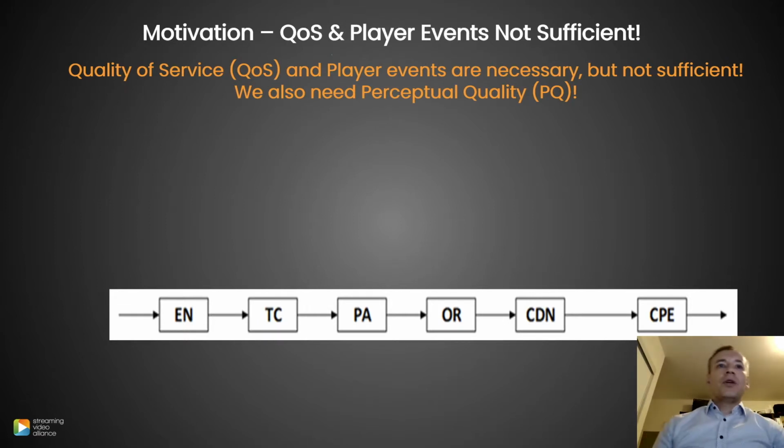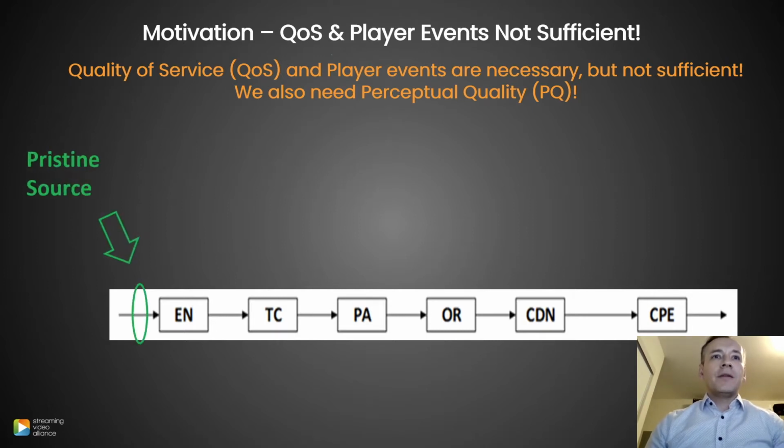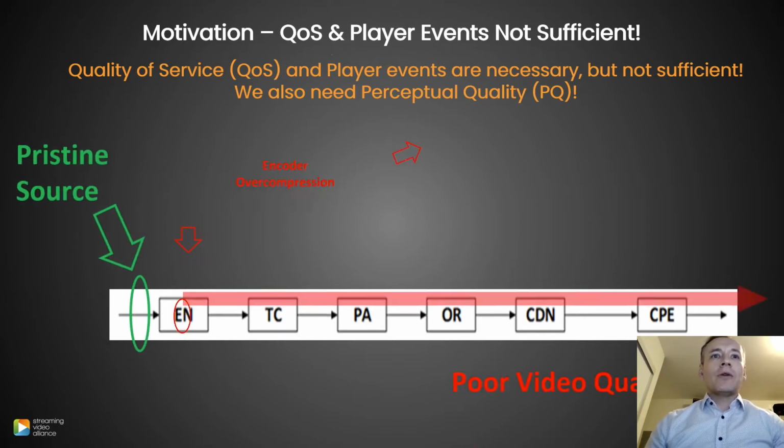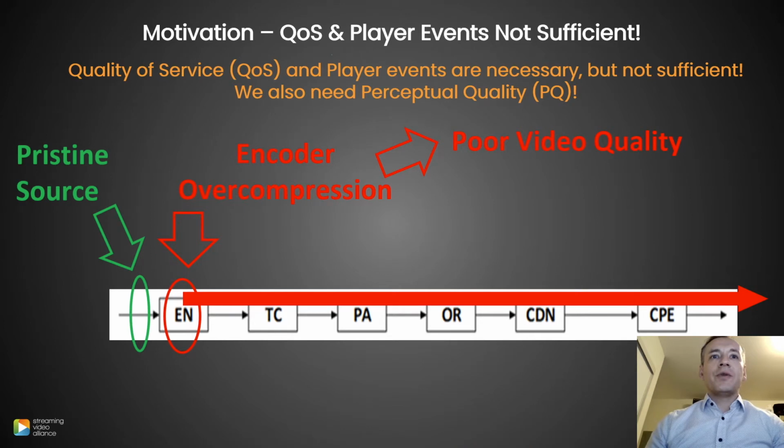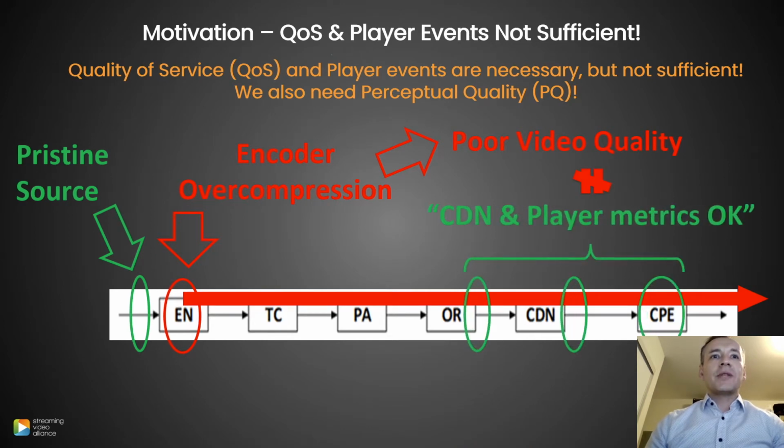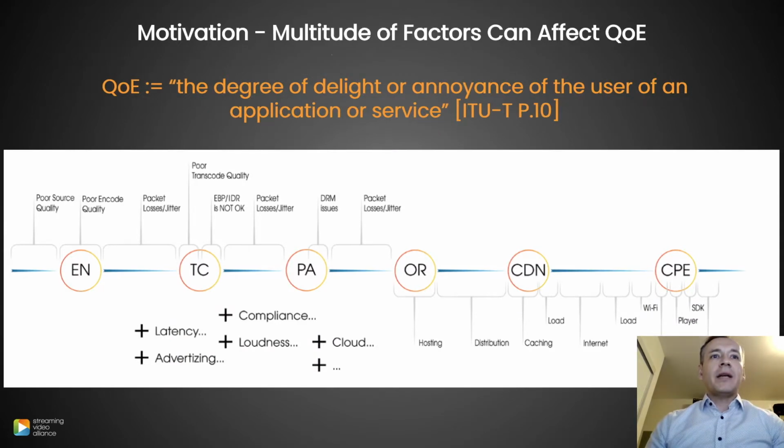For instance, QoS and player metrics are not sufficient. Perceptual quality metrics are also needed. To illustrate, in this example, the source is coming in with high quality. However, encoder overcompression causes poor viewer QoE, yet CDN metrics and player events do not detect issues. Based on ITU-T's definition, many factors can affect QoE. Motivated by this, a broad set of monitoring methods is discussed across the entire workflow.